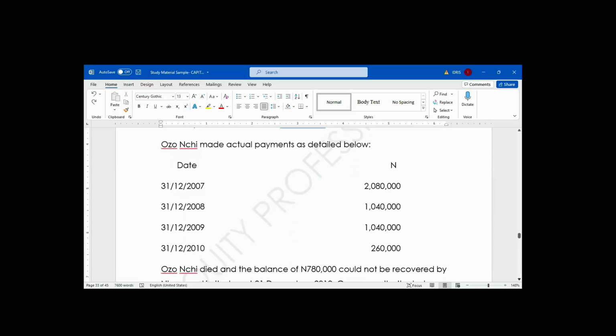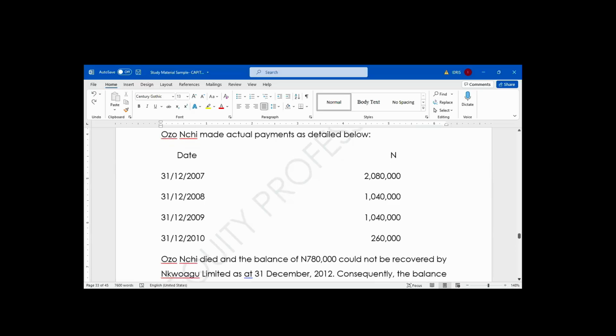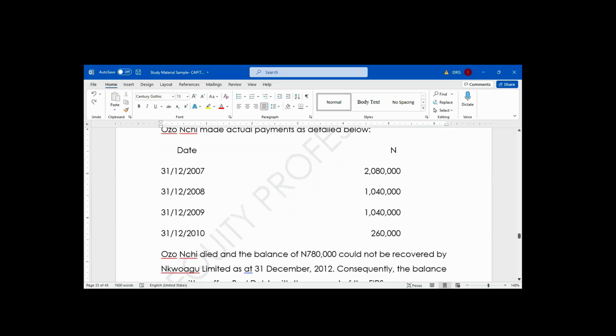Why 2010? How much did he pay? 260,000, instead of how much? Instead of 1.04. What happened is, in 2010, he paid part of the 1,040,000, and a sudden event just happened. The buyer died. As a result, the balance of 780,000 the seller cannot recover, because the person has already died. You can't say you want to go to the grave and collect your debt.